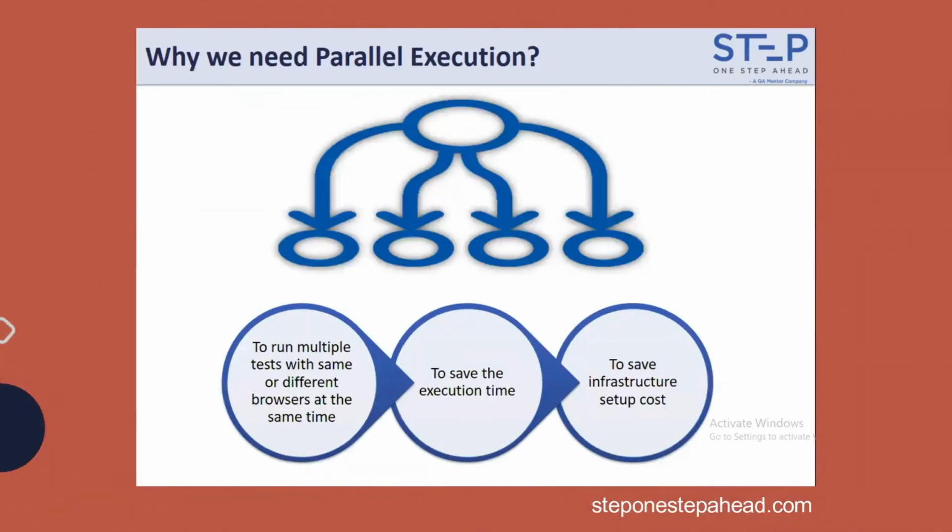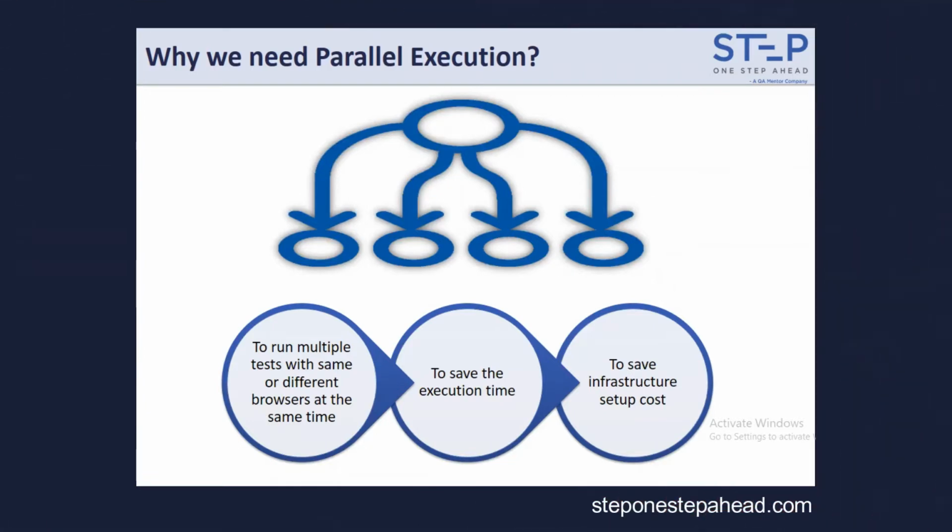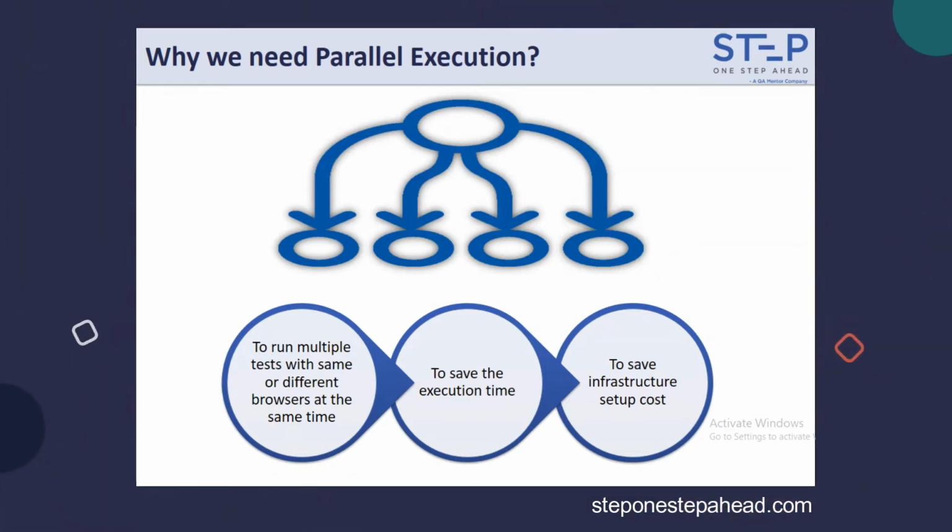After that, why do we need parallel execution, and what is parallel execution? Parallel execution means that if we execute or implement web automation through the Chrome browser, and we want to execute the same implementation in the Firefox browser or Edge browser in parallel, we can implement that functionality using parallel execution. So parallel execution is nothing but running multiple tests with the same or different browsers at the same time.